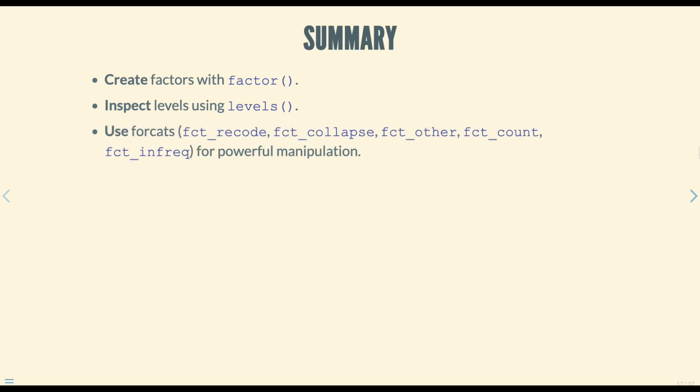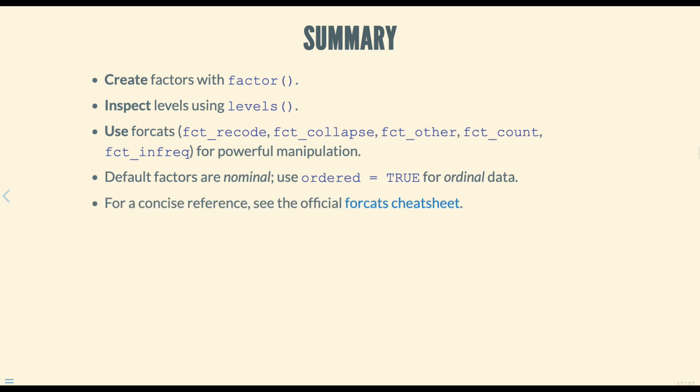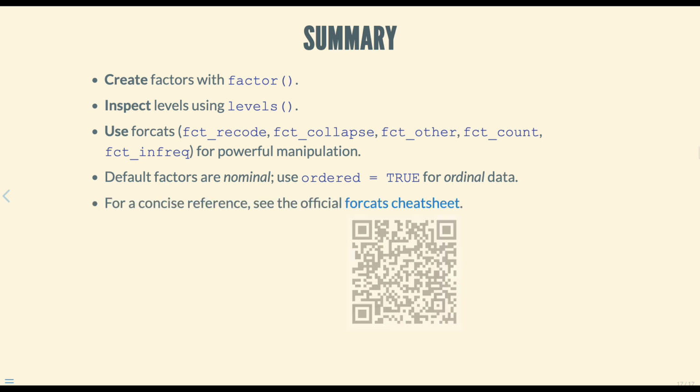In summary, use factor to create factors, levels to inspect them, and functions from the forcats package for recoding, collapsing, and reordering. Remember that default factors are nominal. For ordinal data, set ordered equals TRUE. For quick reference, consult the official forcats cheat sheet.